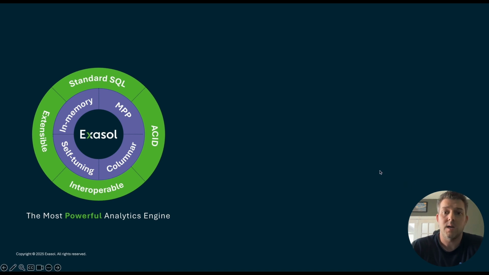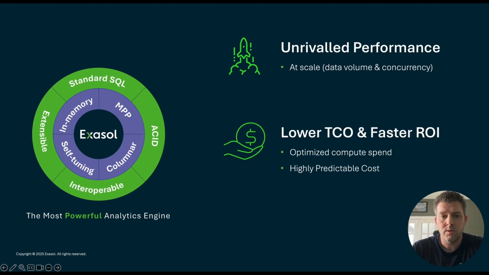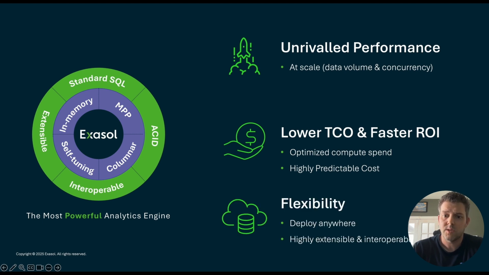What this provides is unrivaled performance at scale, meaning the ability to handle massive data sets, think tables with billions of records, and high concurrency with many simultaneous users, queries, and workloads. It also offers lower total cost of ownership and faster ROI through highly optimized compute. A faster query engine means less power required to get the desired throughput. And lastly, with Exasol, you can deploy anywhere, easily integrate with your existing tools, and extend in-database capabilities for ultimate control and flexibility. So when and how do we leverage Exasol alongside Snowflake?